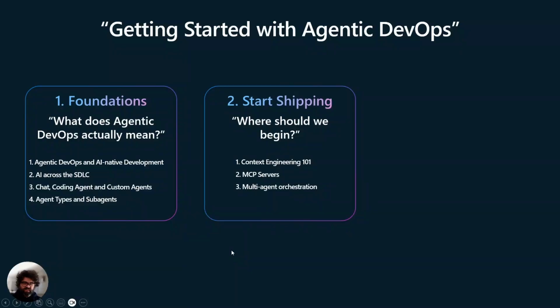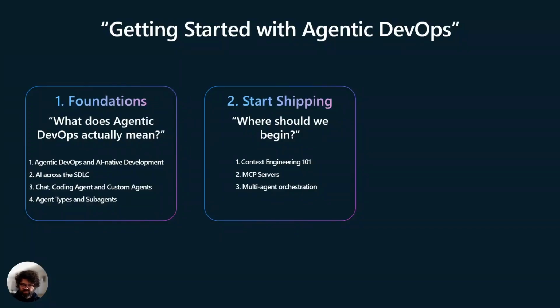Then we go into start shipping, and this answers the question, where should we begin? And here we'll talk about context engineering, which is the practice of bringing instructions, contexts, hooks, and other primitives that deliver the outcomes that we actually want from the AI coding tools like GitHub Copilot. We'll also talk about MCP servers and how they enable you to connect to basically anything like APIs and databases, even production systems, things like that.